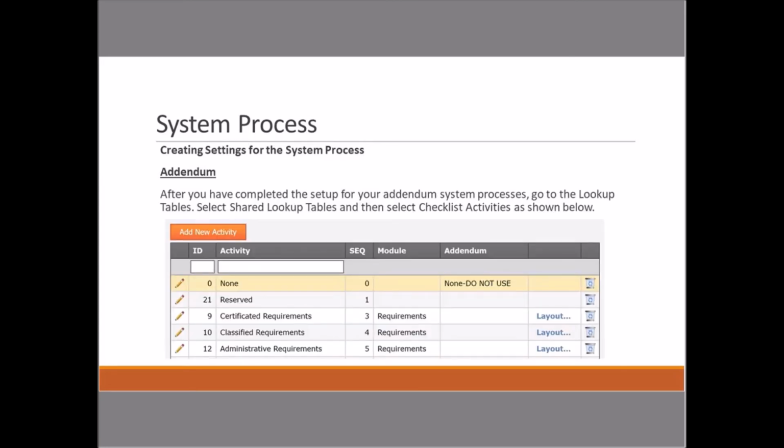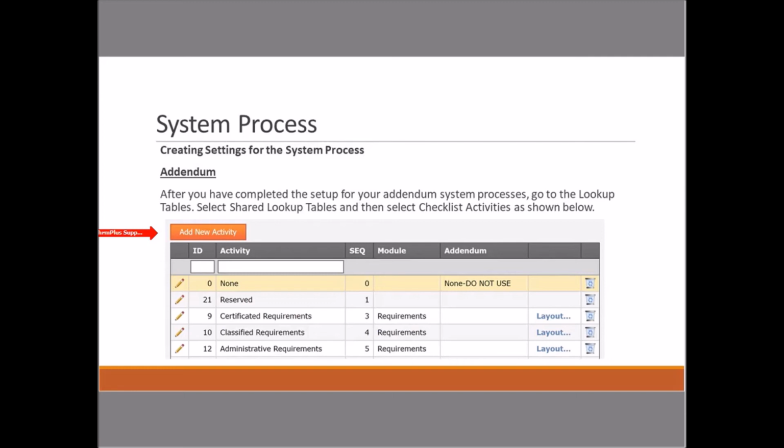Addendums, the trickiest of all the system processes. So after you've created your addendum, you've got to go in and either add it to an existing checklist activity or create a new one if it's a brand new addendum. And so you start by going to your lookup tables and go to the shared lookup tables and find the checklist activities table. And when you open it, it looks a lot like this.